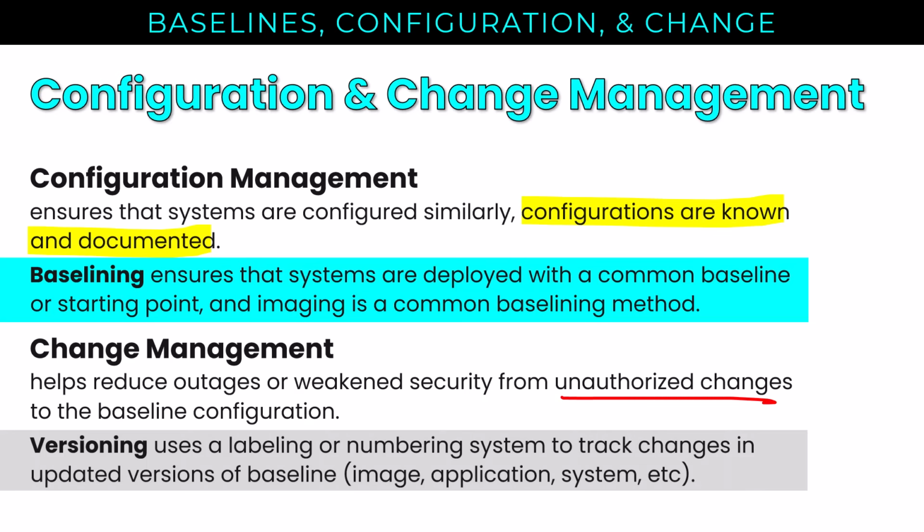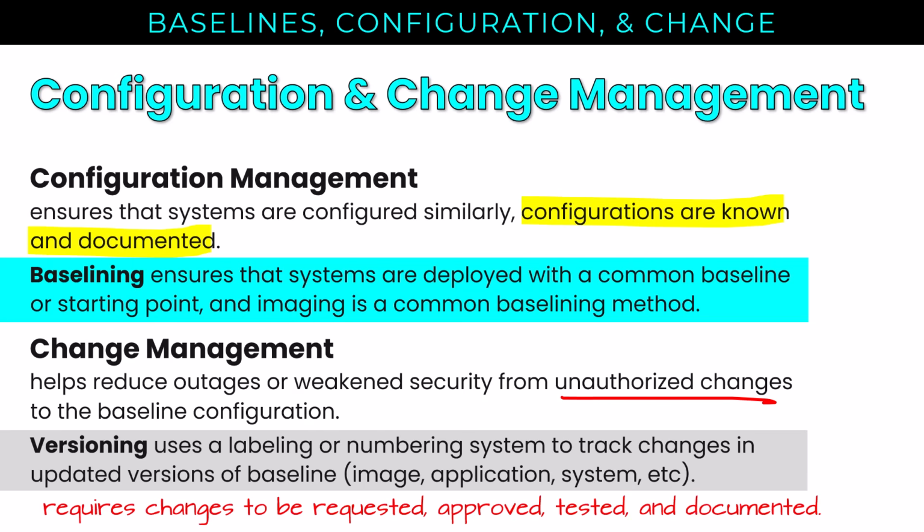And versioning uses a labeling or numbering system to track changes in the updated versions of our baseline, whether that's an image, an application, or other system. And it requires changes to be requested, approved, tested, and documented.